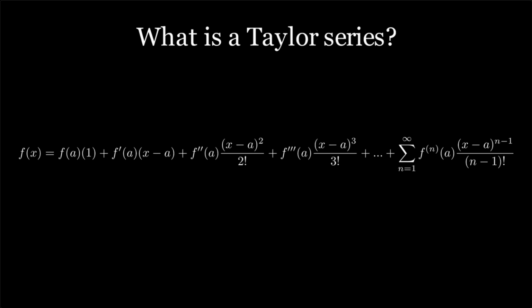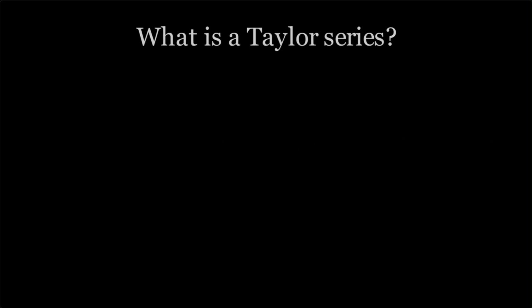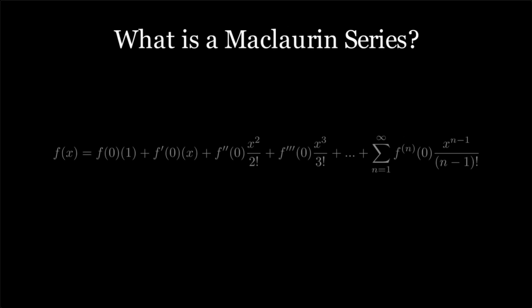Now, let's delve into a more specific type of Taylor series called the Maclaurin series. The Maclaurin series is essentially a Taylor series, but we center it at 0. This is the simplest type of Taylor series to work with when we're evaluating functions, and I think you'll see why in a bit.